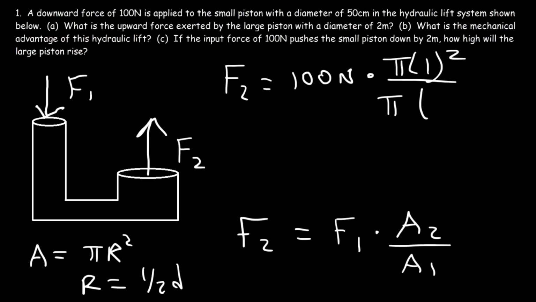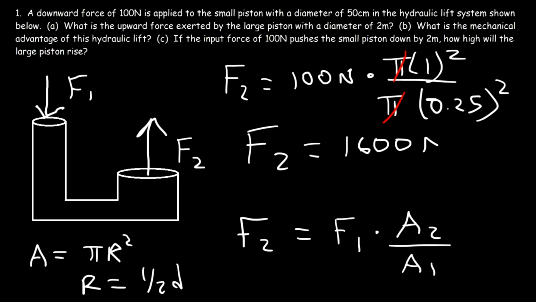Now the radius of the small piston is 25 centimeters since the diameter is 50. It's half of that. But we need to convert 25 centimeters into meters. So if we divide that by 100, that's going to be 0.25 meters. Now we could cancel pi. So 1 squared divided by 0.25 squared is 16, and 16 times 100 is 1600. So F2, the output force, is 1600 newtons. So that's the answer to part A.